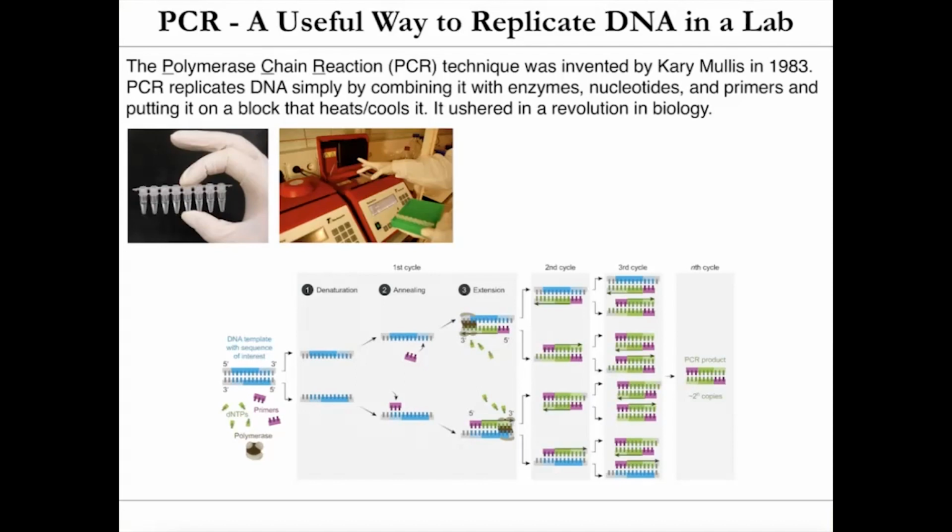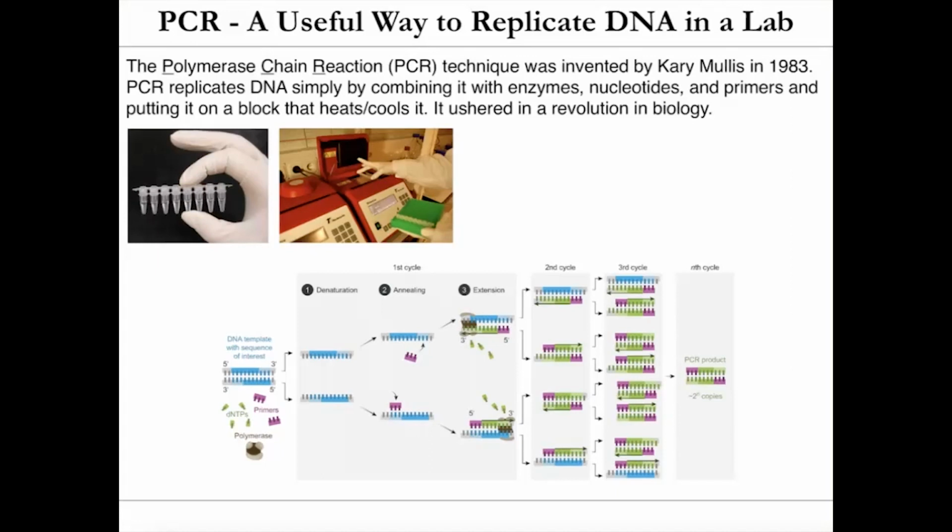And what this technique does is it allows you to replicate a specific chunk of DNA. If you have some DNA, you can replicate it a bunch of times simply by putting that DNA in a tube, combining it with enzymes, nucleotides, and primers, and then you just put it on a heat block that heats the DNA and then cools it. So this can make a bunch of different copies of DNA, and this has really ushered in a complete revolution in biology. So there's a million different applications for this technology, which is quite simple.